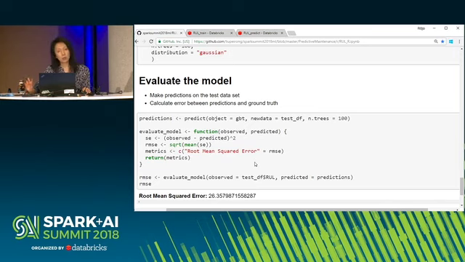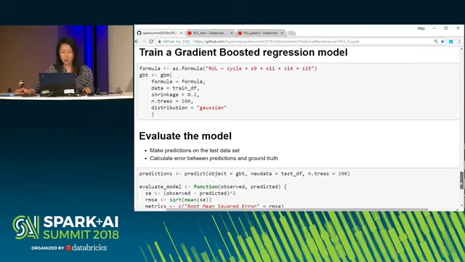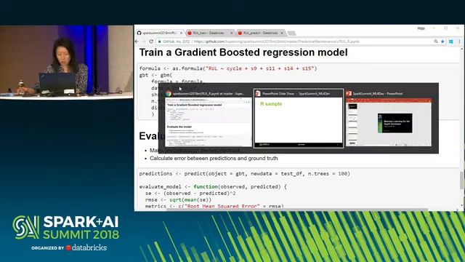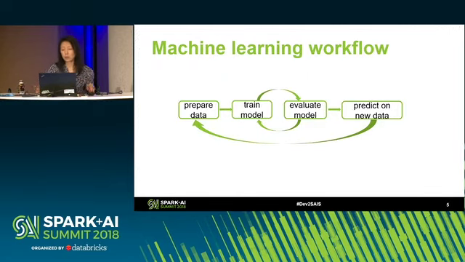Now, if this error is small enough, maybe you can declare this model is good enough and take it to application. Or if it's not good enough, then you go back to tune your model by changing the parameters, maybe try another model, maybe collect more data to retrain your model. So while this is a very simple example, it does represent the typical machine learning workflow.